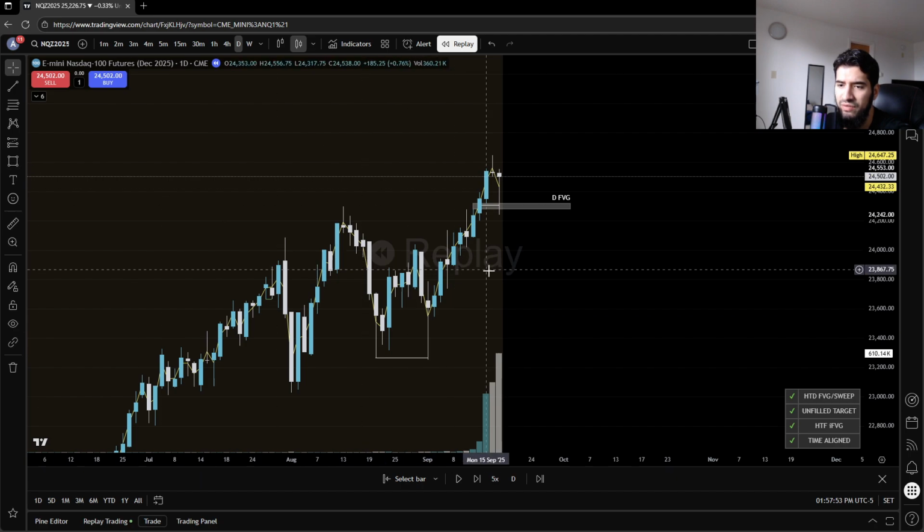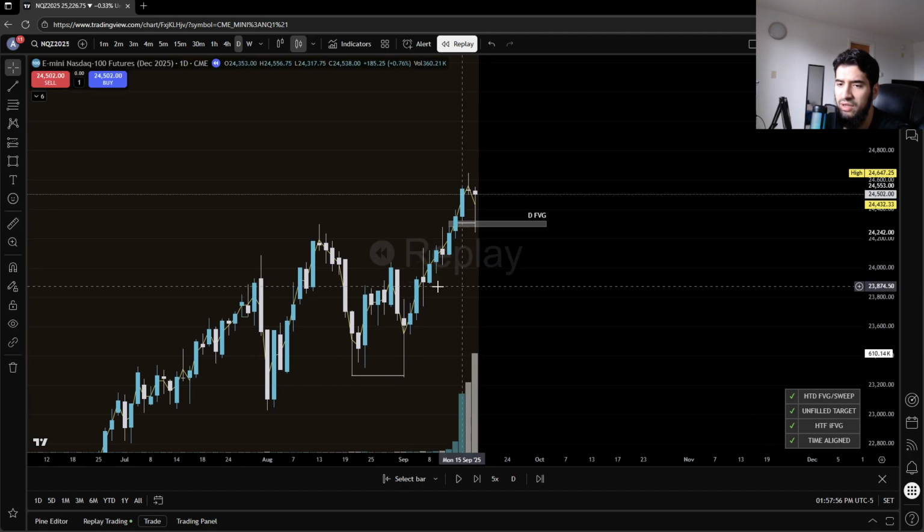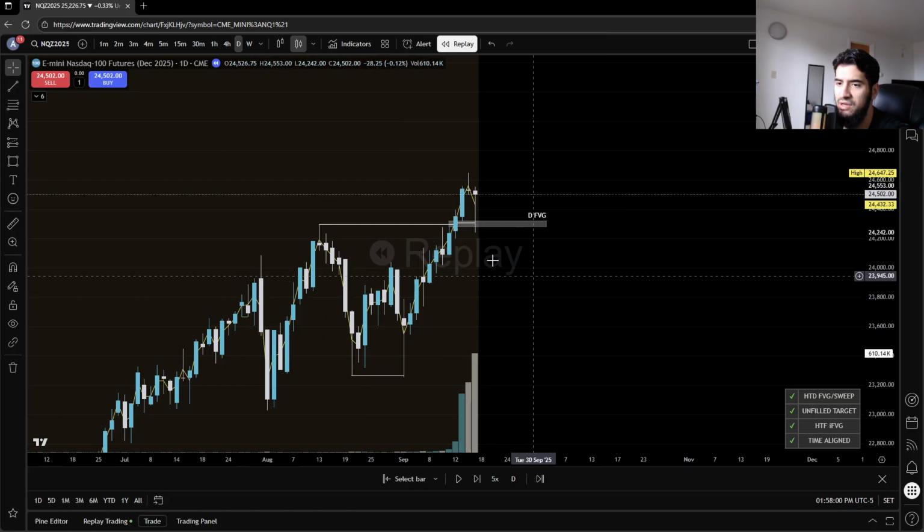Then what do we see? We have immediate reactions higher, right? And we see that there's a lot of displacement going up higher, pushing past this previous high over here, right?